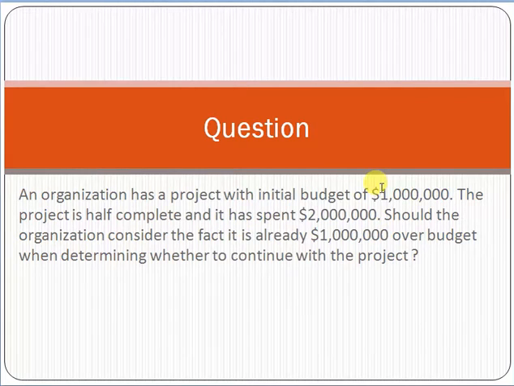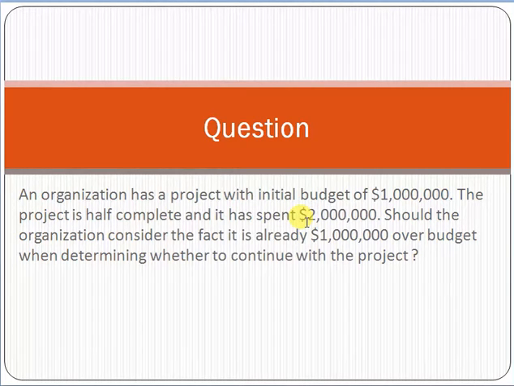This is the concept. It is basically a question which you can see in the PMP. $1 million was the initial budget. In the project you have spent $2 million. So should the organization consider the fact that it is already $1 million over budget or not? Because it is the basic criterion.